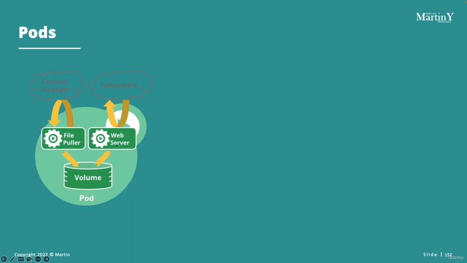So here you can see the different components of a pod. It has a volume, a file puller, a web server, from where we can serve it to the customers, and a content manager. So normally containers are inside the pod and they have access to its network and storage resources. In terms of network, each pod is assigned a unique IP address, and each container uses the same network, both IP and ports.